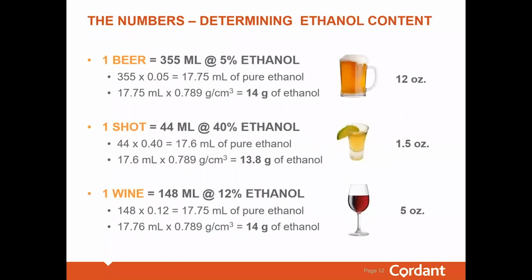So let's do a little math. A standard drink is considered to contain about 14 grams of ethanol. So you have one beer here at 12 ounces at 5% ethanol is 14 grams. One shot at 1.5 ounces at 40% is similar, 14 grams. And then finally our wine at 5 ounces.